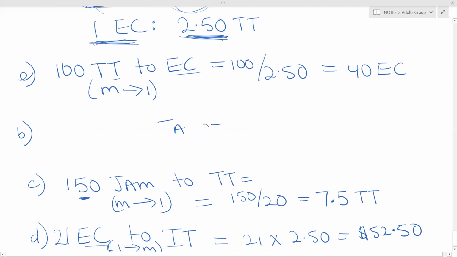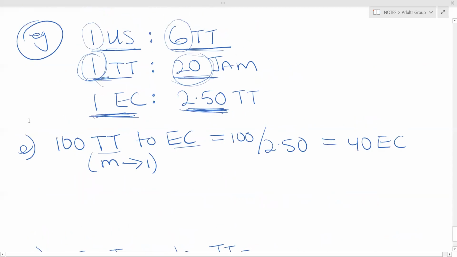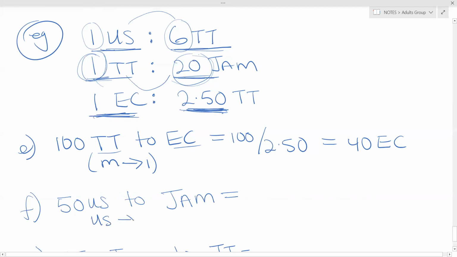Let us do, how about we go from US to Jamaica now? 50 US to Jamaican. Do we have a US to Jamaican currency? No. So that means we have to go from US to TT and then TT to Jamaican. So let's try that. Let's go US to TT. So 50 US to TT. What type of relationship is that? One to many or many to one?